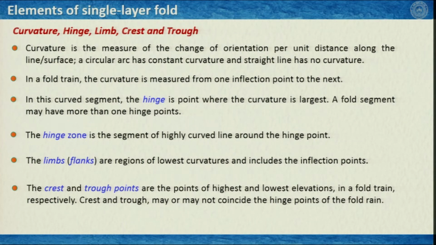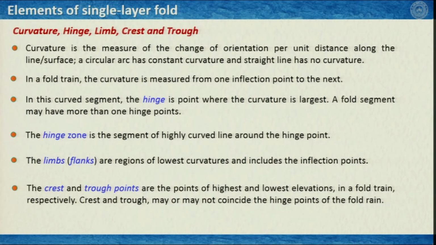Now, not necessarily will a typical single curved segment have a single hinge; you may have more than one hinge point. The hinge zone is the segment of highly curved line around the hinge point. It also includes the hinge point as well. Then come the limbs or flanks, which are the regions of lowest curvature and include the inflection points.